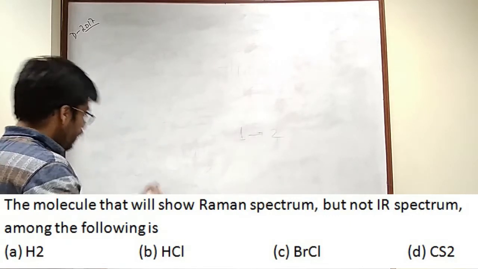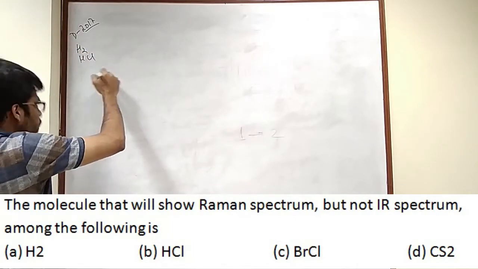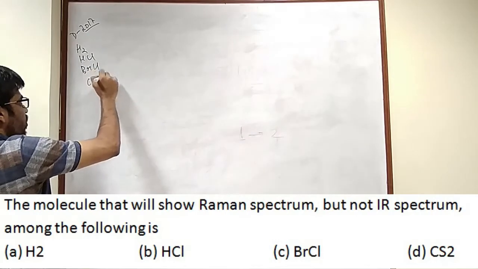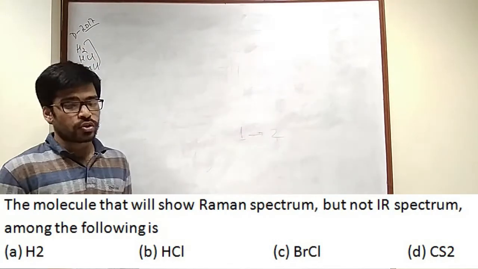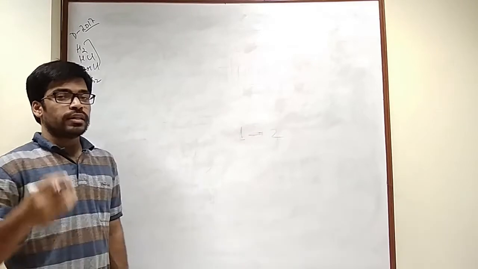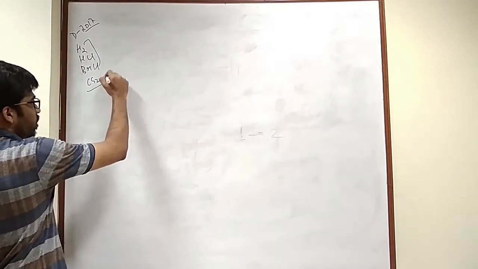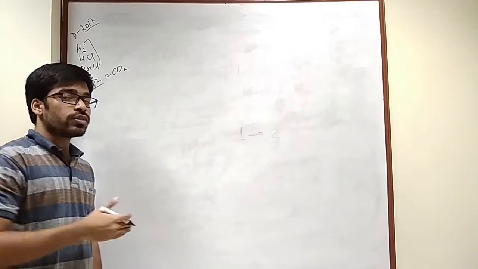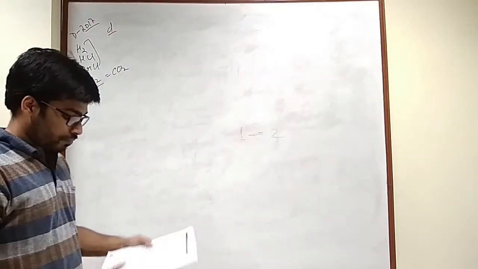The options are H2, HCl, BrCl, and CS2. Now, the first three are diatomic molecules, so we cannot say that they have a center of symmetry. CS2 is equivalent to CO2, which we know has a center of symmetry and follows the rule of mutual exclusion. So the correct answer is option D.